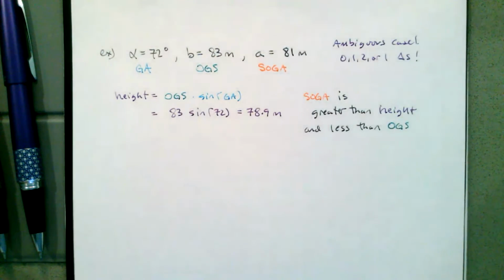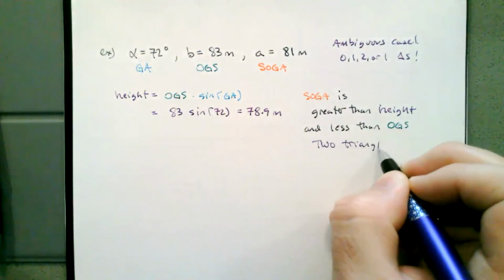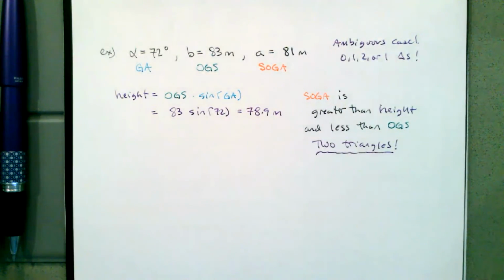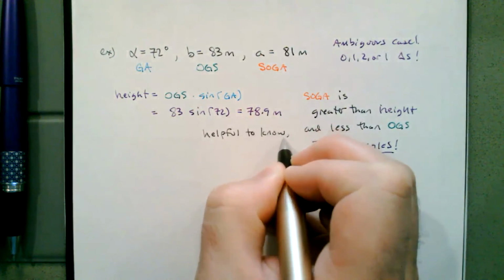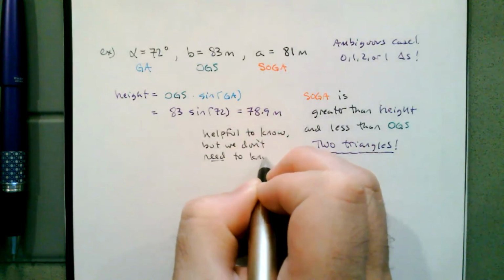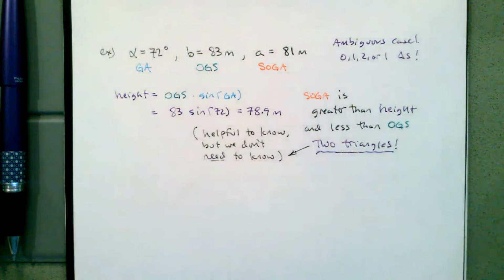So the side opposite the given angle, 81, is greater than the height of 78.9, but less than the other given side at 83. So we got two triangles. That's helpful to know going in, but we don't need to know that going in.